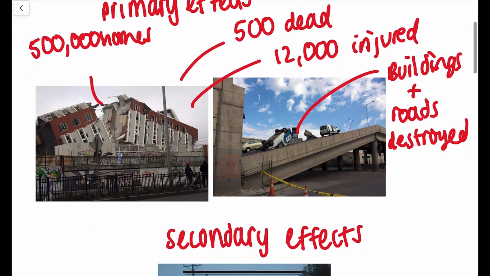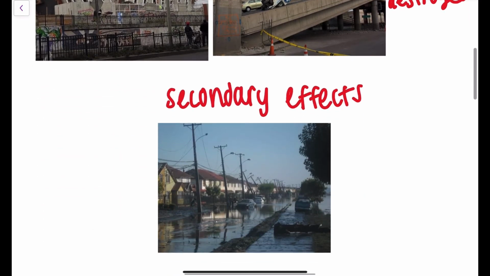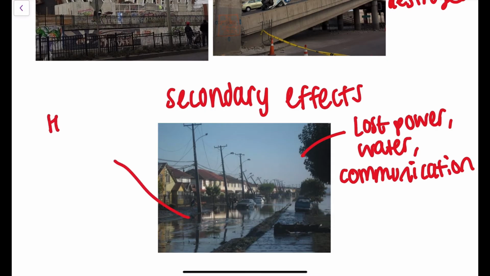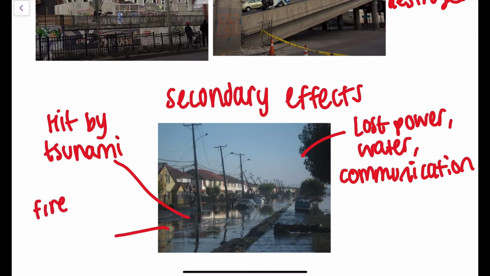We then go on to look at the secondary effects. Much of Chile lost power, water, and communication. Several of the Pacific countries were hit by the tsunami, which was set off by the earthquake. So this secondary effect has more devastating impact than the first initial natural hazard, because you've got two natural hazards in the same event. A fire at a chemical plant on the outskirts of Santiago meant that the area had to be evacuated. So there's many secondary effects with the Chile earthquake.